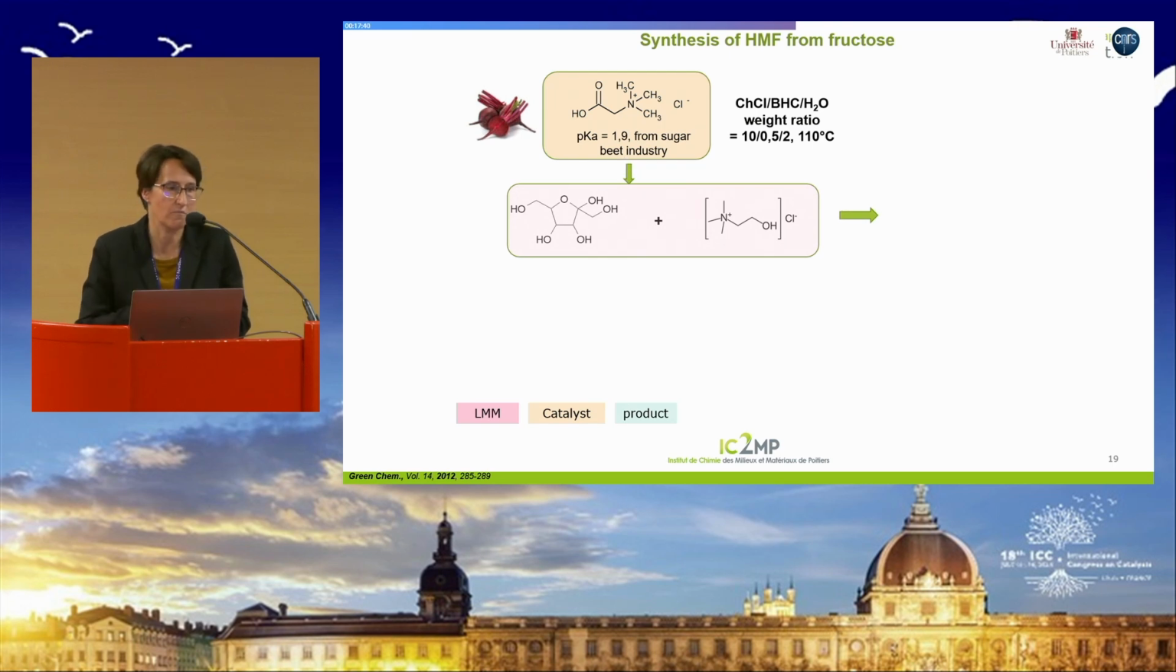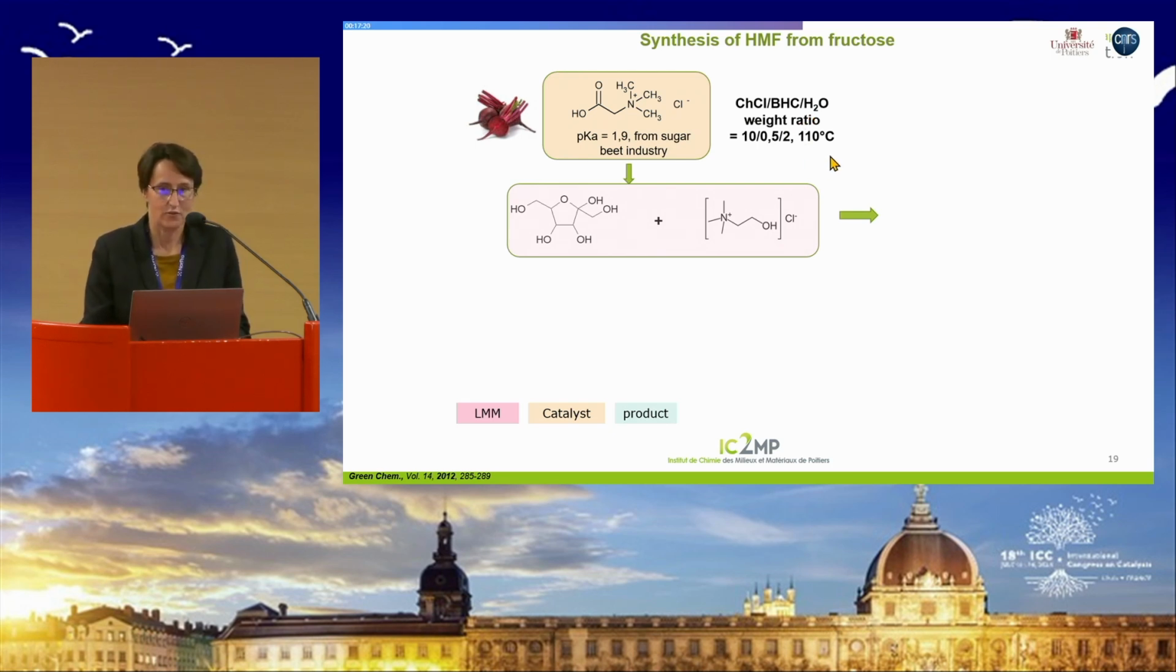And the main problem will be the viscosity. You cannot stir. Even with mechanical stirring, it will be very difficult. So what we have done, we have used a little bit of water inside, in order to favor the stirring during the reaction. And you will see in most of the examples that there is some water inside our deep eutectic solvent solution.